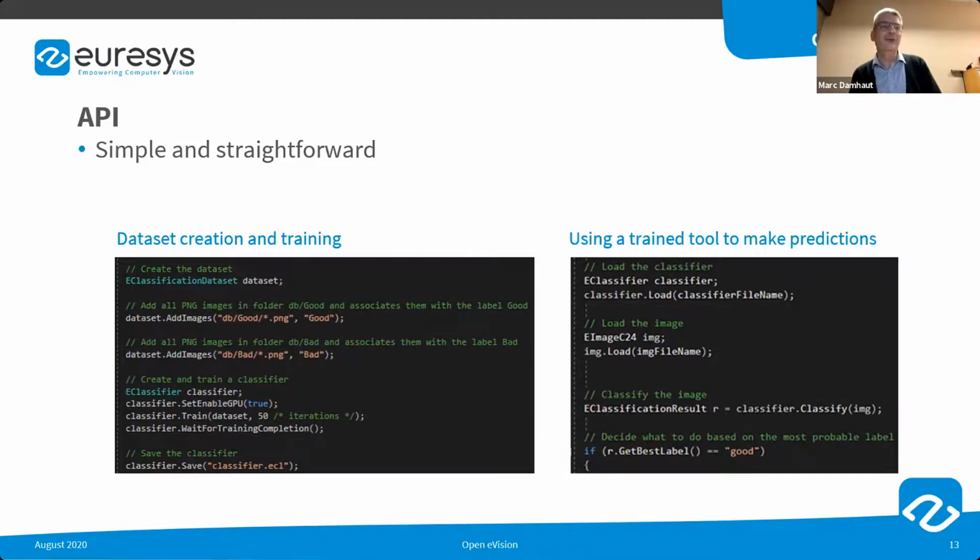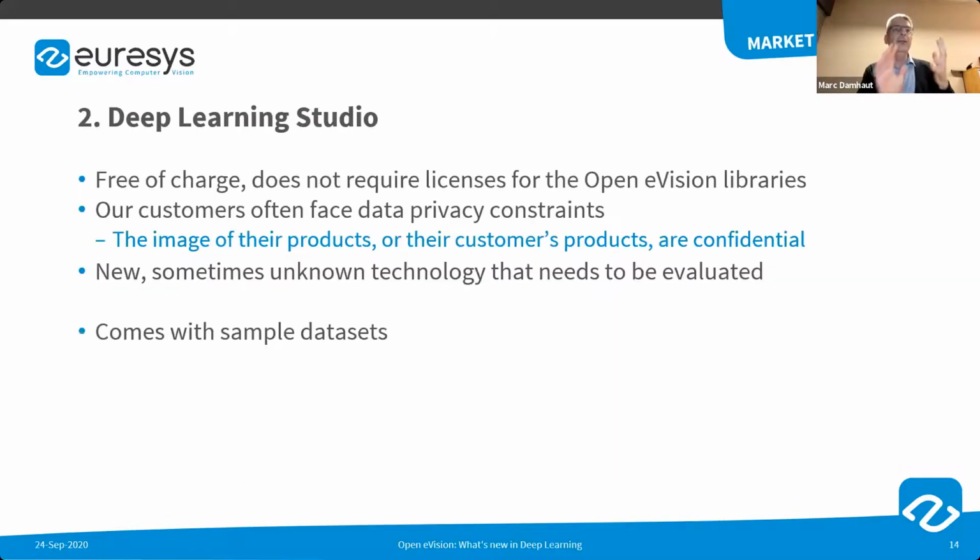I'm not going to go through it, but you can see that you just have a class, you create a classifier class, you add images to it. It's quite simple and it's really easy to use. Another advantage of Open eVision deep learning libraries is the Deep Learning Studio application in itself. The application that you have just seen is free of charge. It does not require licenses to run. Of course, it's only for evaluation. You can build your data set. The libraries themselves are not free, but the evaluation tool is free.